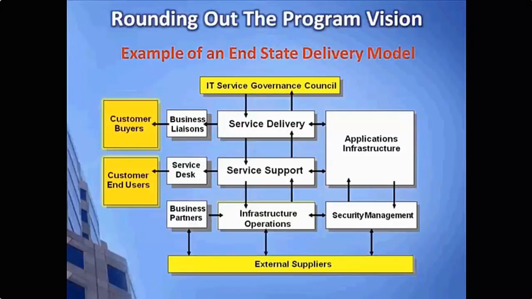One last step in rounding out our program vision is to develop some form of a graphical end-state delivery model. This is very high level, doesn't need to be very complex. Think of this as almost like a graphic that you will use in your communications as you move forward. This is just one example of what one might look like.